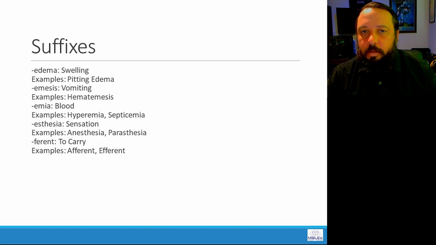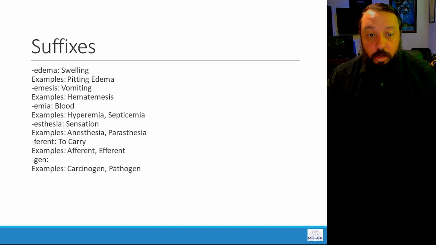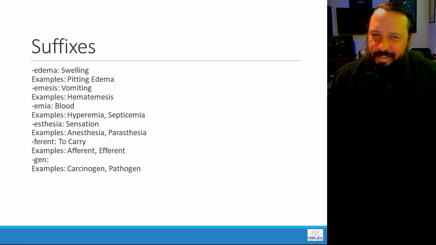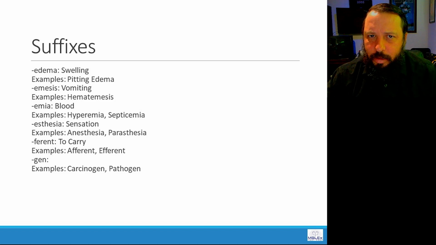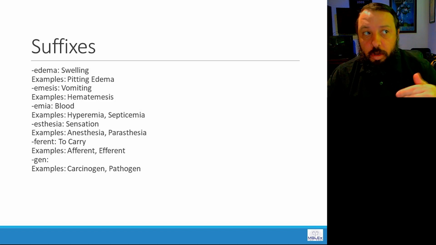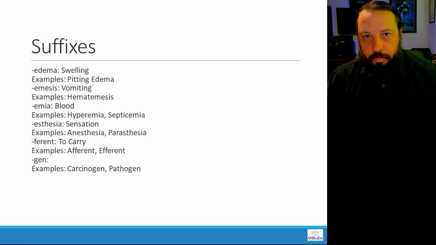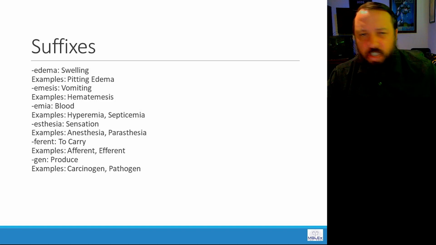Okay. Next up, gen, like carcinogen or pathogen or Genesis, Sega Genesis, of course. I'm dating myself here. Gen, what does gen mean? What do carcinogens do? What do pathogens do? Carcinogens produce cancer, right? Pathogens produce disease. Okay, so gen means produce, like genetics. Again, genesis, where something is produced.